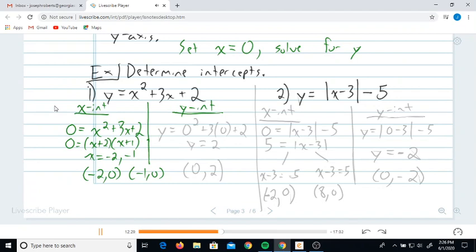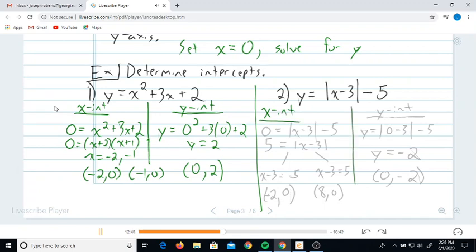And then for the y-intercept, we set the x-coordinate to 0. So this will just about solve itself. You get y equals 2. So then we have a y-intercept at 0, comma 2. And again, we're being careful to not mix up our x and y values. So let's look at one more example, and then we'll move on to circles.